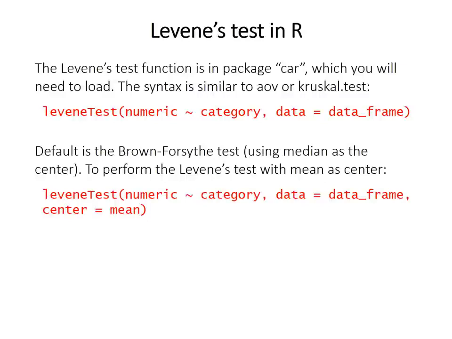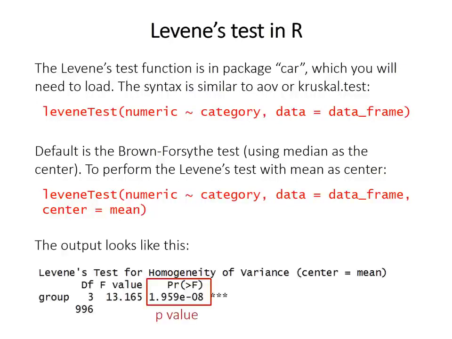The default is the Brown-Forsyth test, using the median as the center. But if you want to perform Levene's test using the mean, you just have to specify center equals mean after giving the data. And so the output looks like this. It lists the test name. It gives the 2 degrees of freedom, the F statistic, and the p-value here.